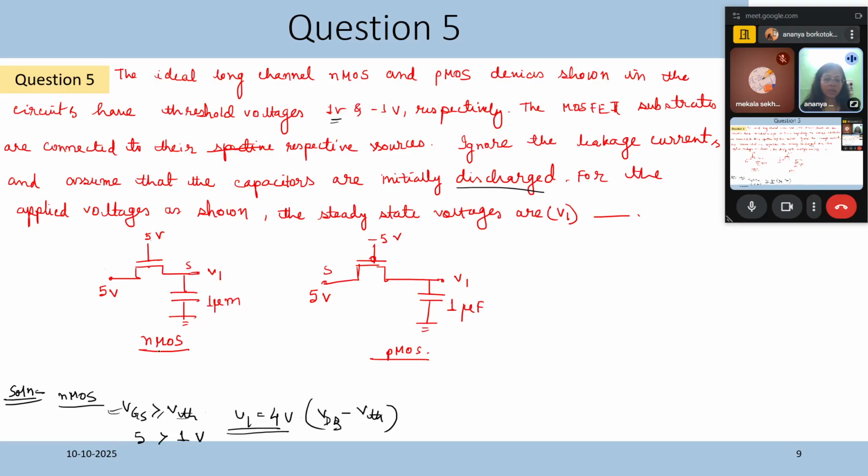That is why NMOS is not a very good pull-up transistor. What does pull-up transistor mean? A pull-up transistor tries to connect the source terminal or the load terminal to the highest voltage. It is pulling up to 5 volt. But NMOS cannot be a good pull-up transistor. It can pull up only till VDD minus VTH.